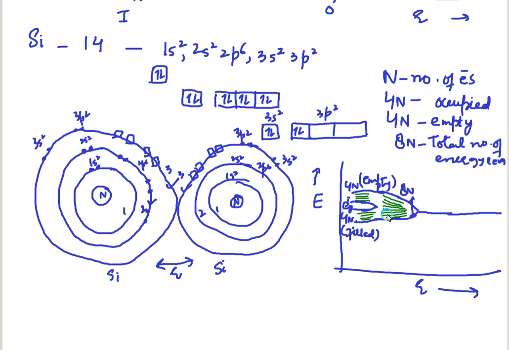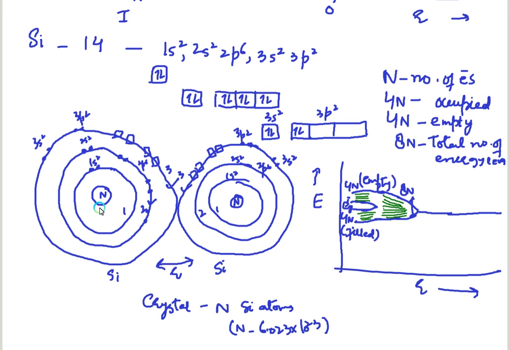Now see, what you need to understand is that I have shown you this only for two atoms interacting with each other, but when we talk of a crystal, you do not have only two silicon atoms. A crystal is made up of n number of silicon atoms, where n is the Avogadro's number, that is 6.023 into 10 to the power of 23 atoms of silicon.